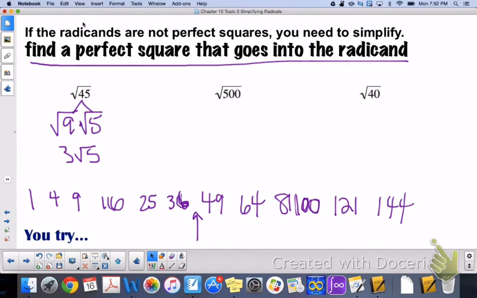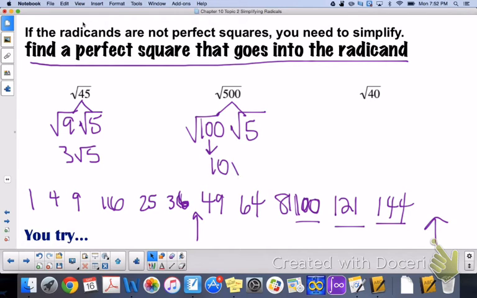Okay? So now, the next example, the square root of 500. 500 is way up here, so we just start. Does 144 go into it? No. Does 121? No. Does 100? Yes. 500 is 100 times 5. So the square root of 500 splits into the square root of 100 times the square root of 5. What is the square root of 100? Yes, it is 10. So we get 10 times the square root of 5. Okay, that's how this works.